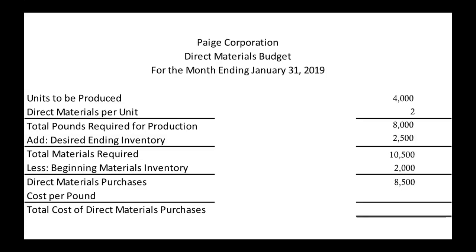Now, each of these pounds of materials, we were told the estimated cost per pound was $6. So if we need to purchase 8,500 pounds and each pound is $6, the total cost of direct materials purchases is those two multiplied together, which is $51,000. So you can expect in January to spend $51,000 on direct materials purchases. So that's a direct materials budget.